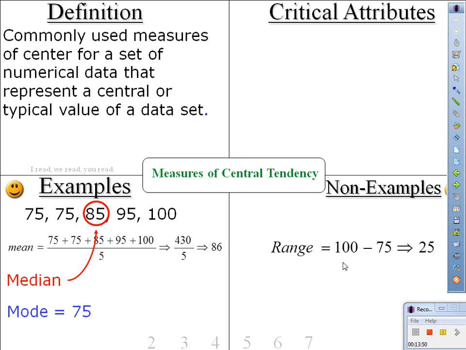The range. And of course, if I gave you this data to find the range, it's usually subtracting the largest from the smallest in the data. So 100 minus 75, the range here is 25. Pretty simple? Yes, we love this.